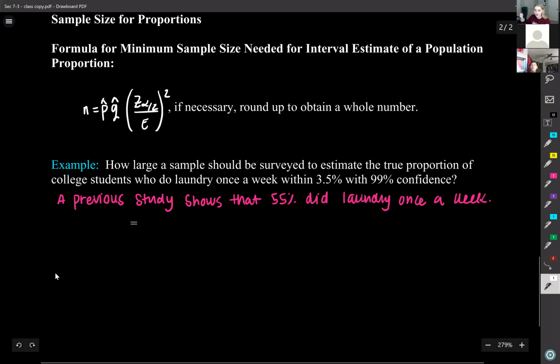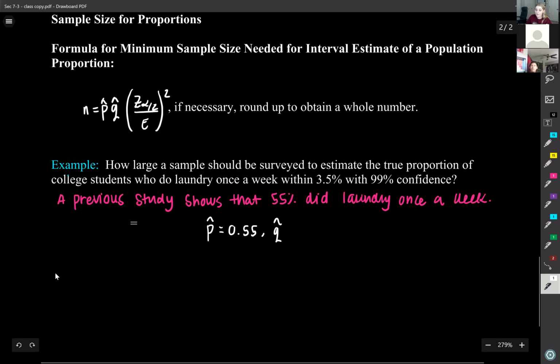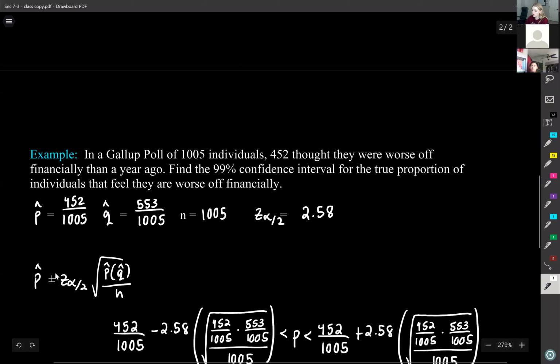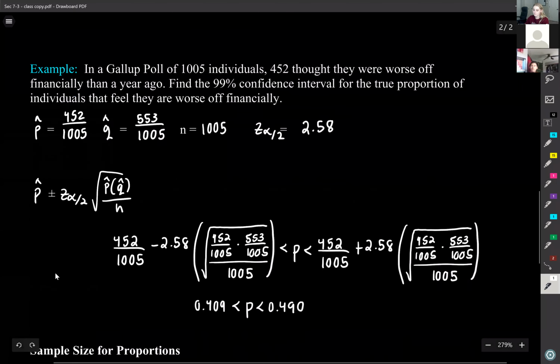So let's identify what's what. P hat is going to be the proportion of students that do laundry once a week. So that's going to be that 55% that I just picked for fun. So that's going to be equal to 0.55. And then we know our Q hat is just going to be 1 minus that. So that's going to be 0.45. And then we also need that z sub alpha over 2, and we're doing a 99% confidence interval. So if we come up to our chart, that means that we need the multiplier of 2.58.